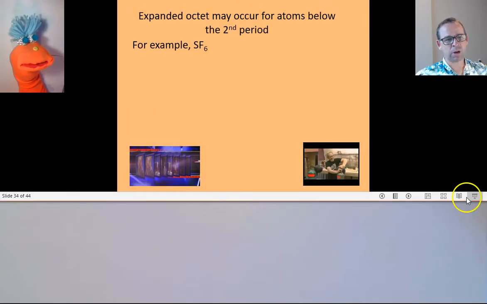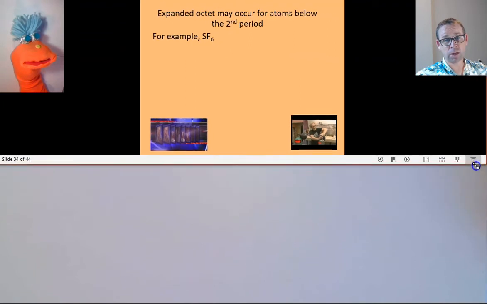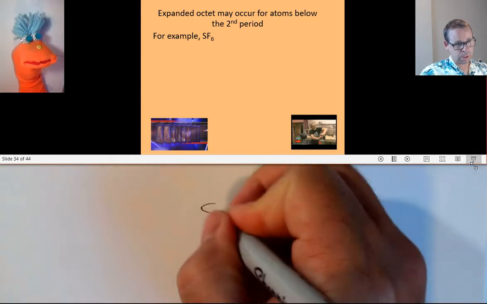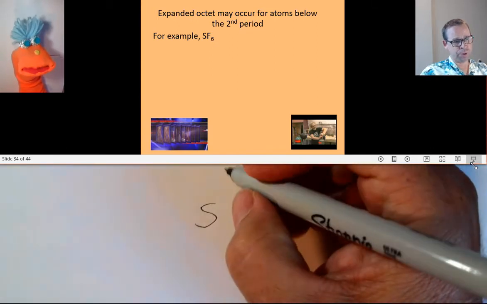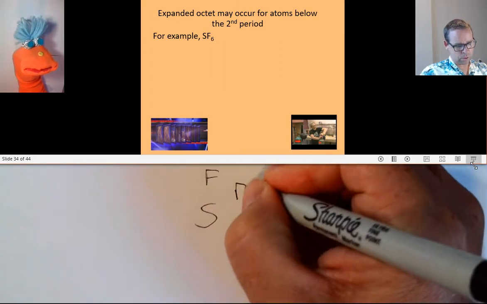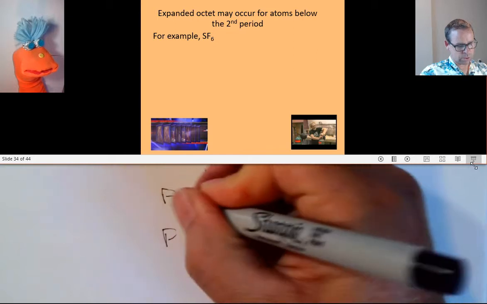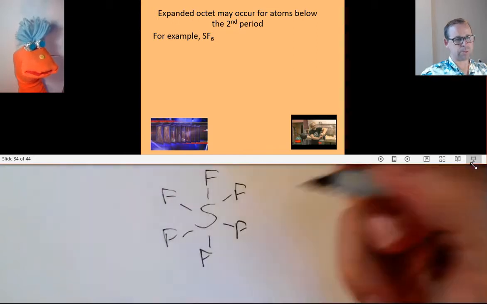Sulfur hexafluoride. Let's draw the Lewis dot structure. What's our central atom for sulfur hexafluoride? Sulfur is going to be the central atom. That's right. And then what do I do? Put the 6 F's. Very good. 1, 2, 3, 4, 5, 6. I want to distribute them as evenly as possible.